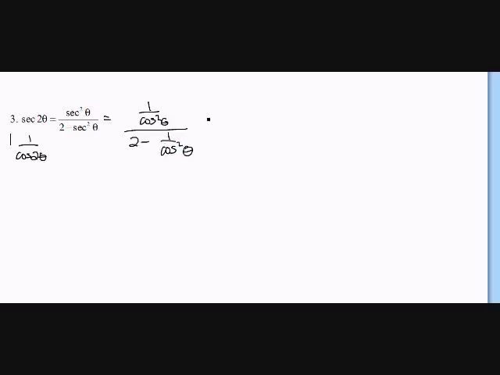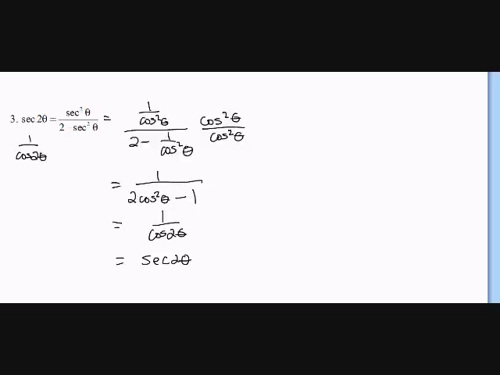I have a common denominator of cosine squared, so I'm going to multiply by cosine squared over cosine squared. My numerator just becomes 1. My denominator becomes 2 cosine squared theta, and then I multiply this by this and get minus 1. Well, I know this is one of my cosine 2 thetas, so cosine 2 theta, which is equal to secant 2 theta, which I get a check.